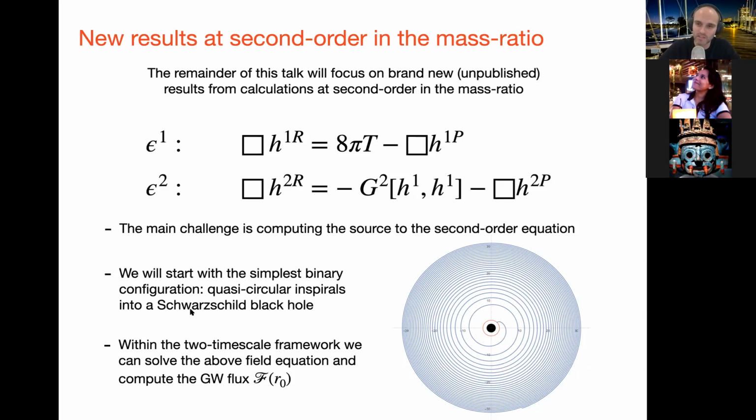We'll talk about quasi-circular inspirals into a non-rotating Schwarzschild black hole. And then within the two-timescale expanded version of this equation that I mentioned, we can go ahead and actually compute the gravitational flux that we get through to second order in the mass ratio. And that's what I'm going to talk about for the remainder of the talk.